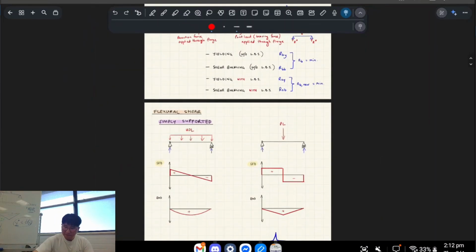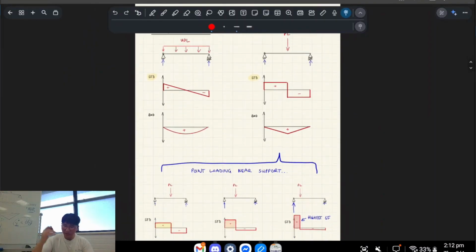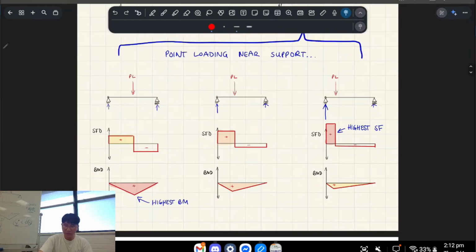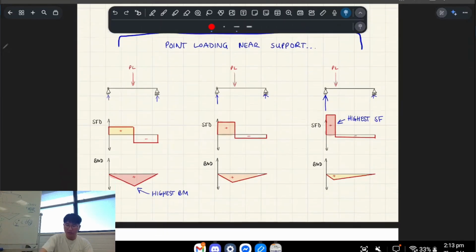So the first thing I did in my demonstration earlier was tell you when you have high shear force compared to high bending moment. Bending moment's the highest when it's applied in the middle, right? This is what I was trying to illustrate on the board. But shear force is the highest when you apply it as a point load next to a support, right?